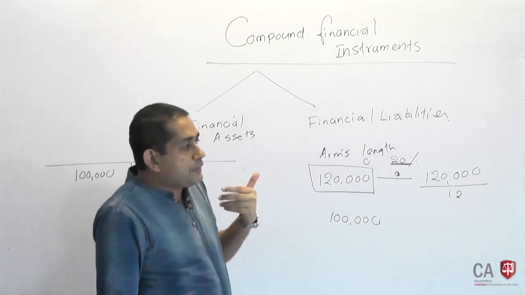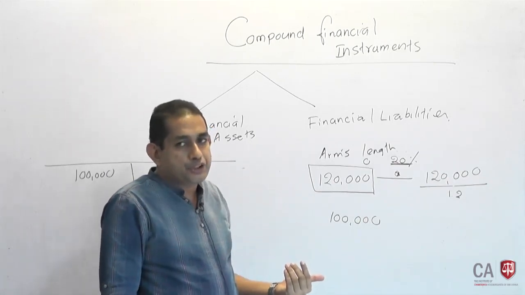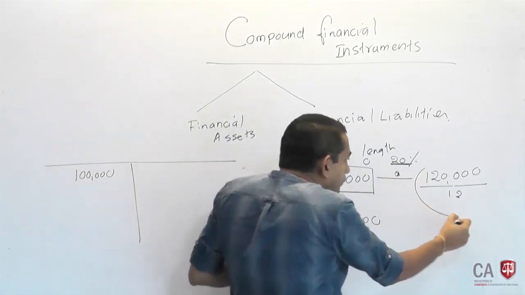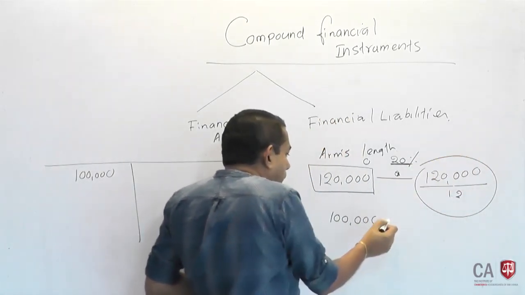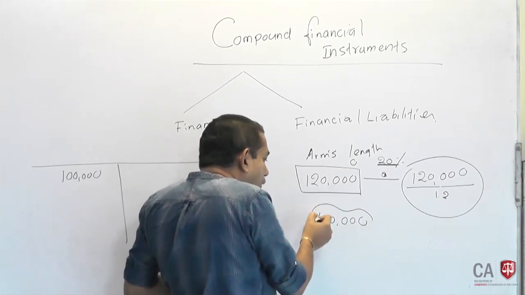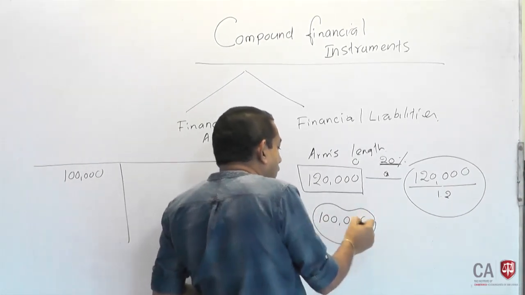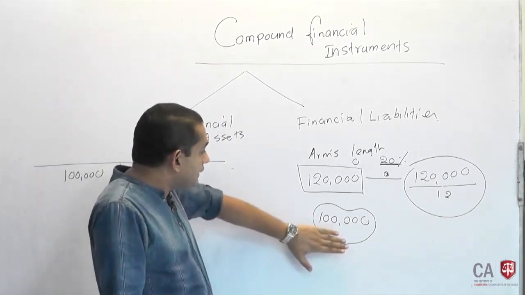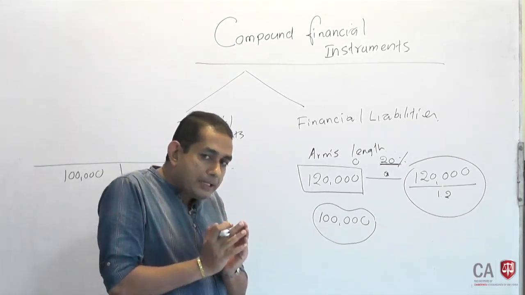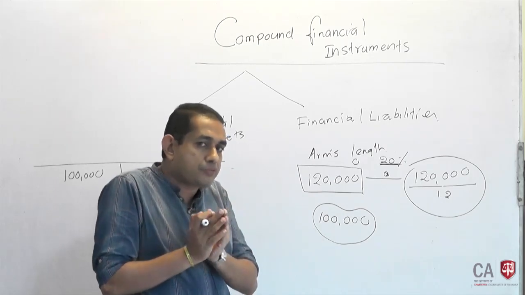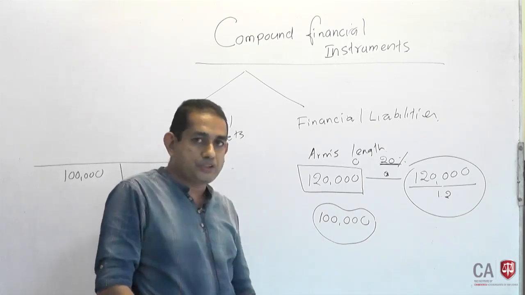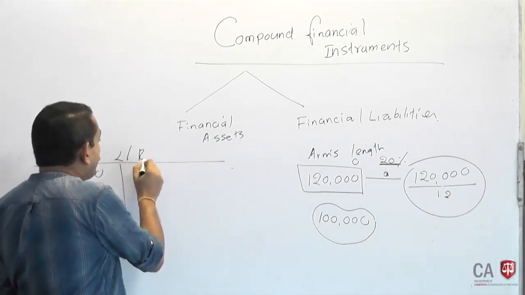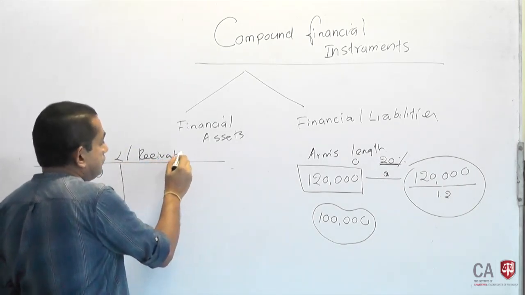Then if not for the employer-employee relationship, to recover 120,000 rupees in 1 year's time, the value of the loan that the grantor would have granted has to be 100,000 rupees, and that is the value of the transaction. Which transaction? Arm's length transaction. And that is what you need to bring to loan receivable.